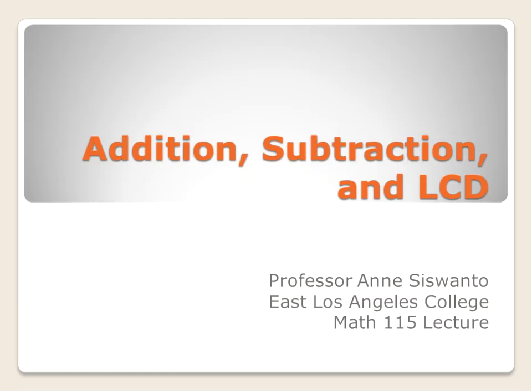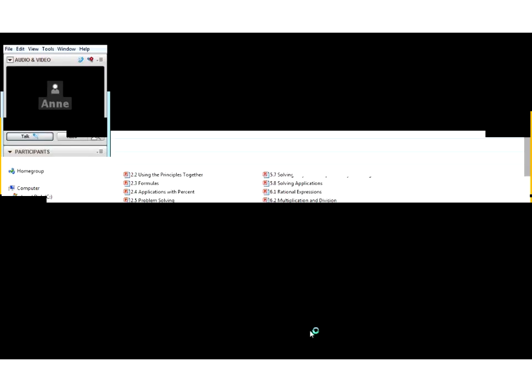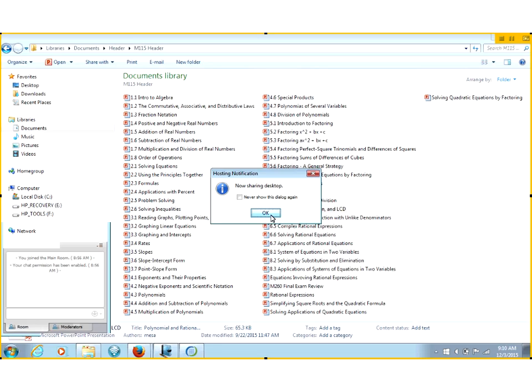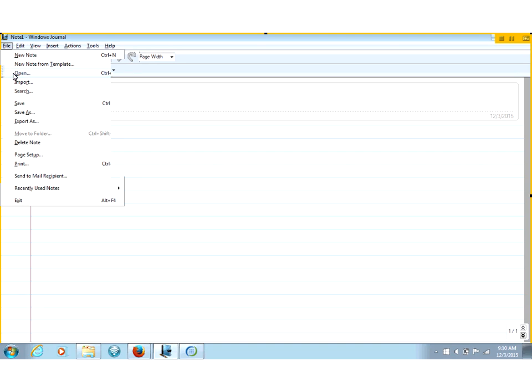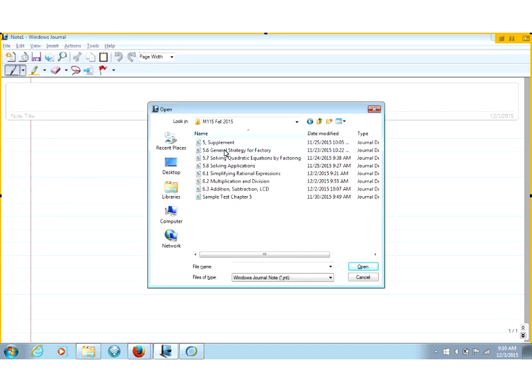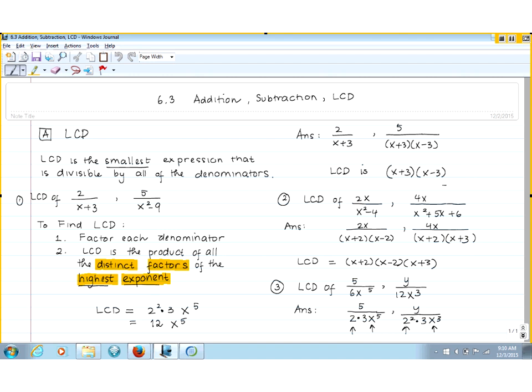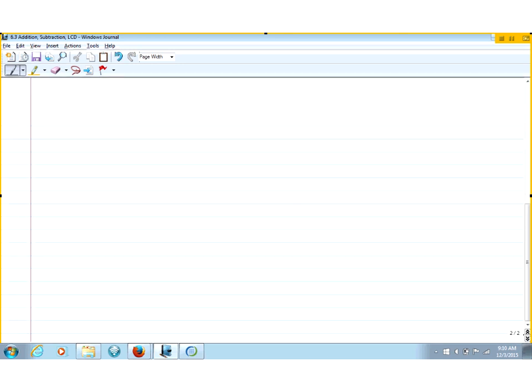So we started finding the LCD yesterday, so we will continue. This is still section 6.3. All right, let's start. Let me share the desktop. Okay, so where's my desktop here? All right, so open from Math 115 is 6.3. So yesterday, this is what we did. We found the LCD. Now let's do one more.